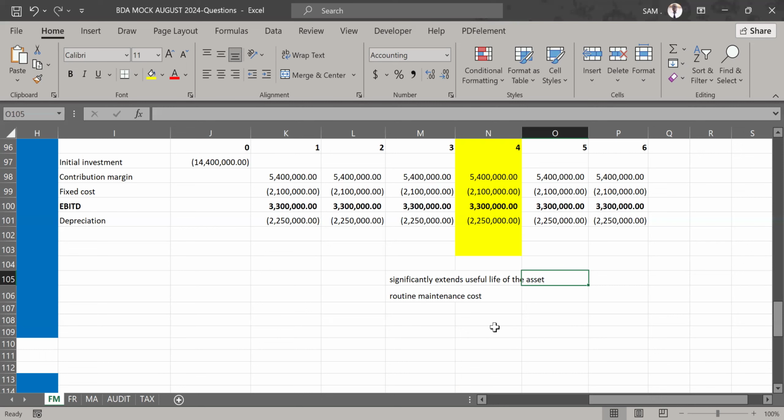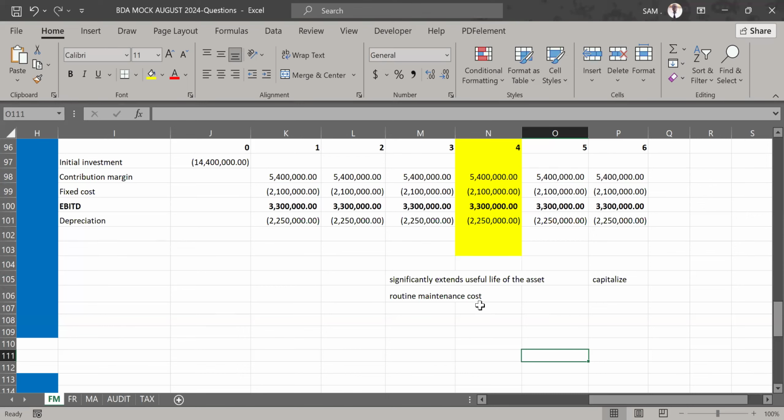It will be capitalized. You will capitalize it if it will significantly extend or affect the useful life of a machine. But if that overhaul cost is just routine maintenance cost that comes with running the machine, then you will not capitalize it on the asset. It is just a routine cost that you will be incurring. It does not extend or make sure that it maintains, for example, some level of productivity.